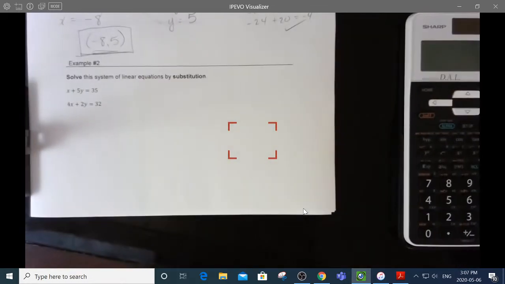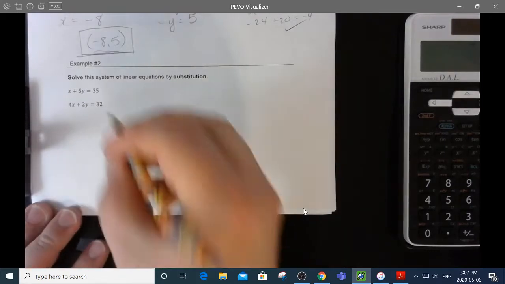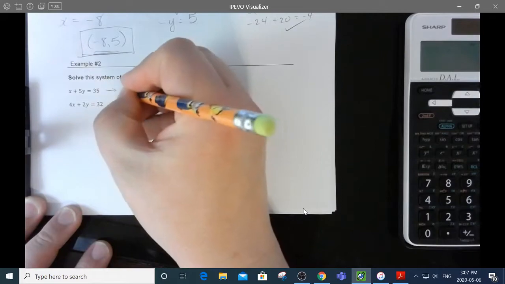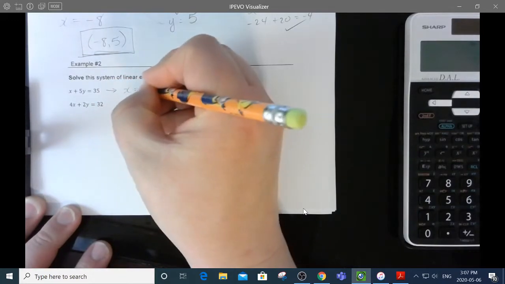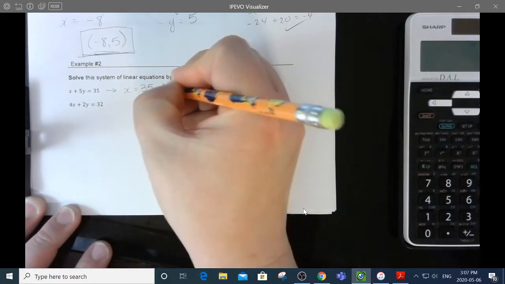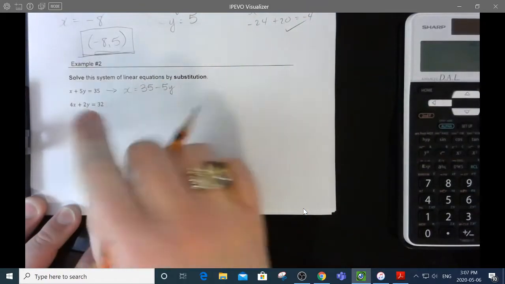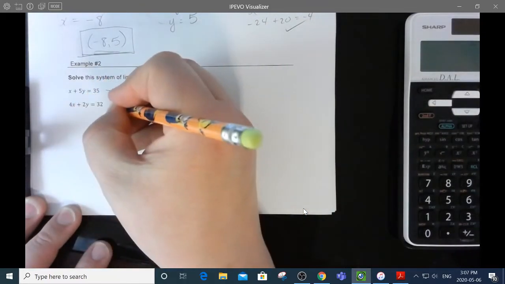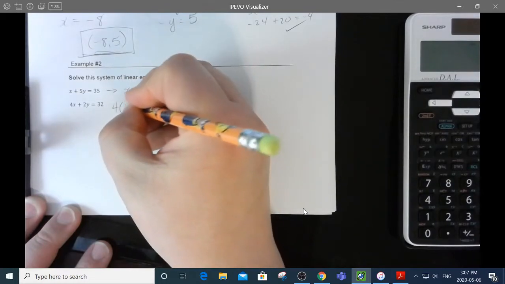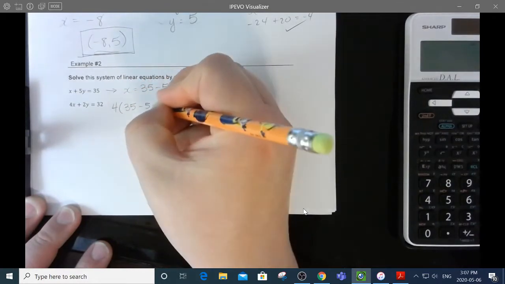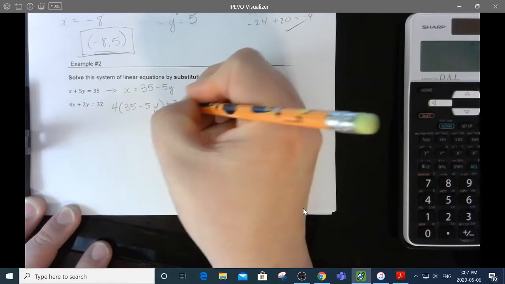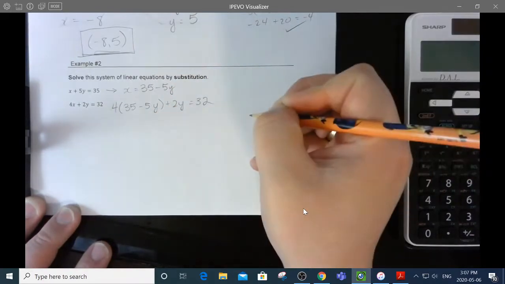Focus. All right. Do you get a solution? Let's see if you get the same solution I do. Same trick. I'm going to isolate this equation for x, and then plug that into the next equation for the x value. So that's going to be 4 times (35 minus 5y) plus 2y equals 32.